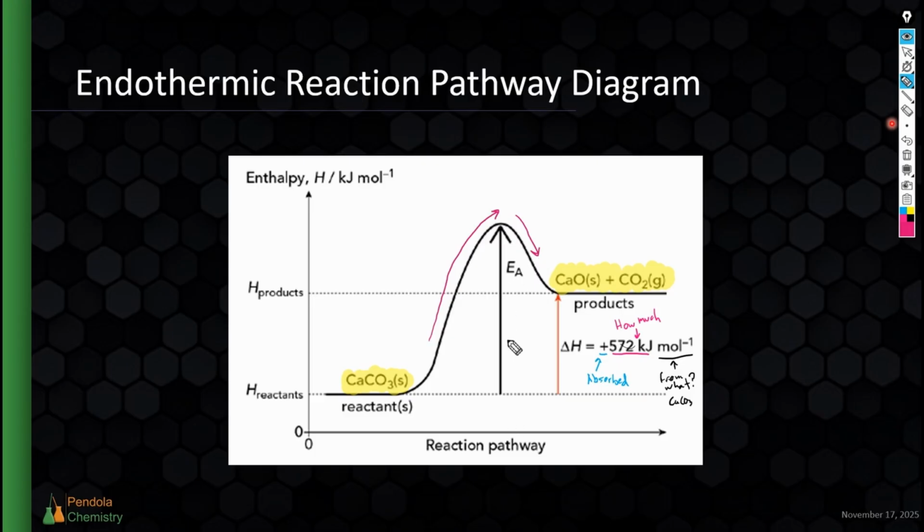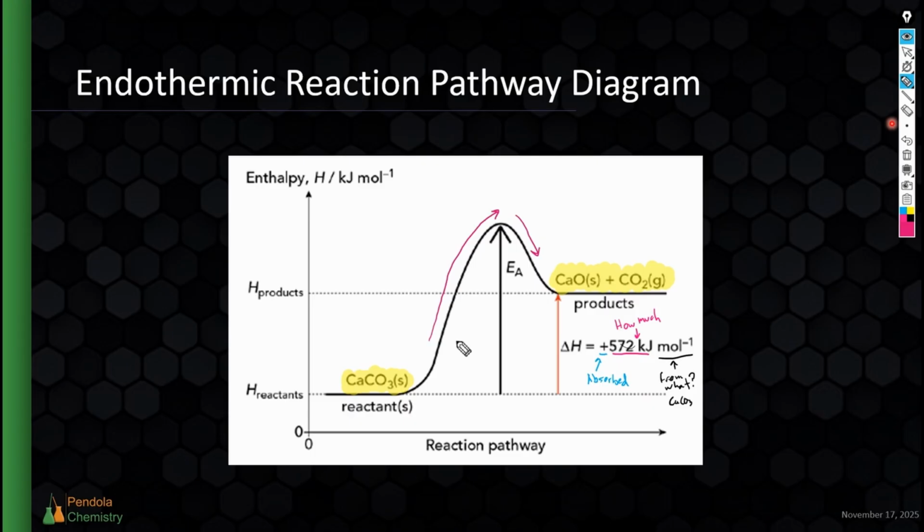So this activation energy, the distance from the reactants, not to the products, but all the way up to the hill, notice how it's positive, it's pointing up, is the amount of energy needed for this calcium carbonate to then automatically kind of turn into the products. So notice a much higher activation energy than the exothermic reaction, because this reaction requires constant heating, constant input of energy for the reaction to happen. So this is the endothermic reaction pathway diagram, and it tells us different things.